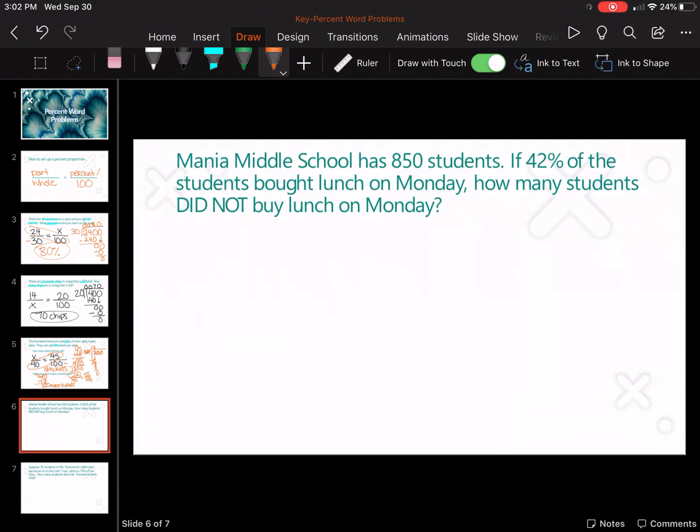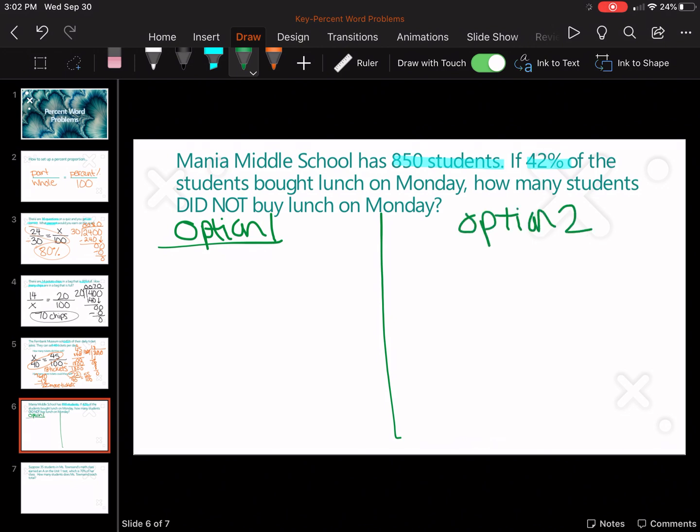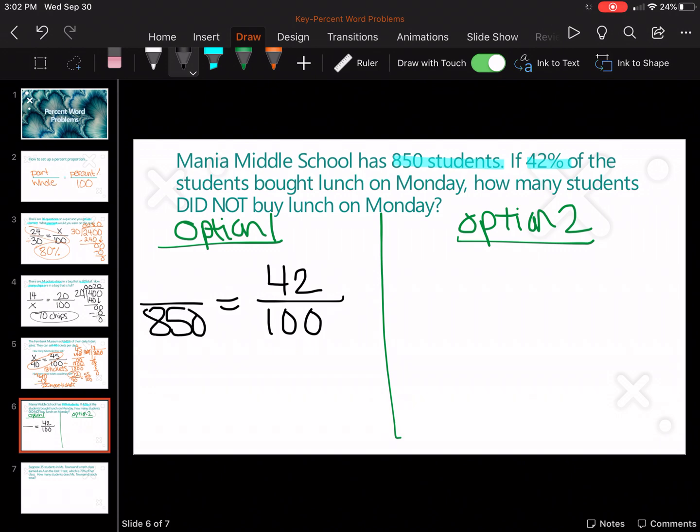Okay, so let's do this one. The middle school has 850 students. There's 42% of students that bought lunch on Monday. How many did not buy lunch? There's two different ways you could solve this. Option 1 and option 2. The first way you can solve it is think about it as 42% over 100, 850 students, cross multiply, divide.